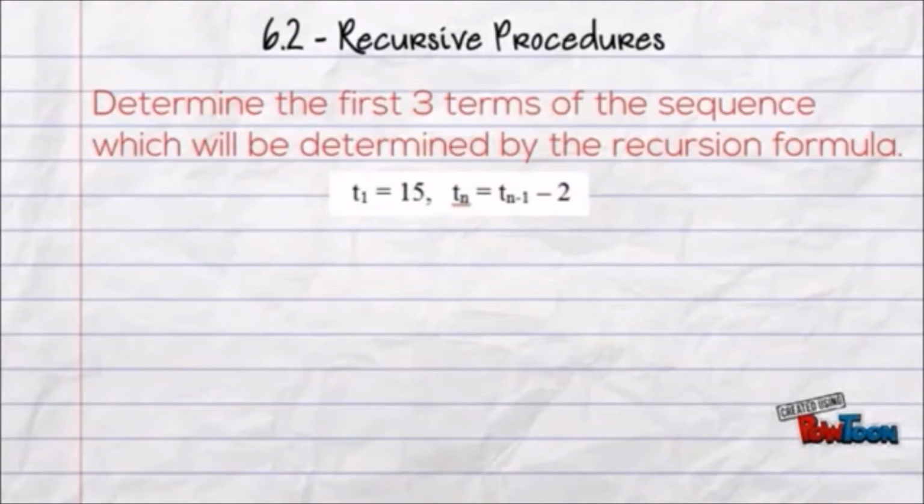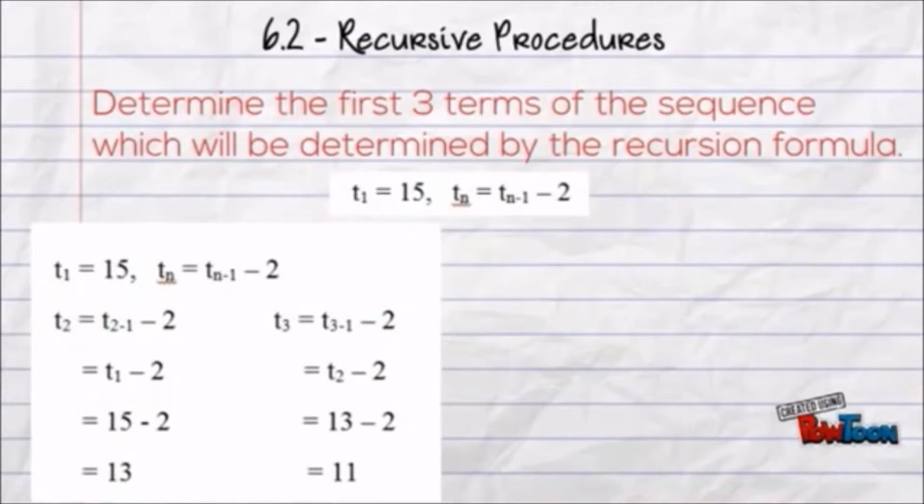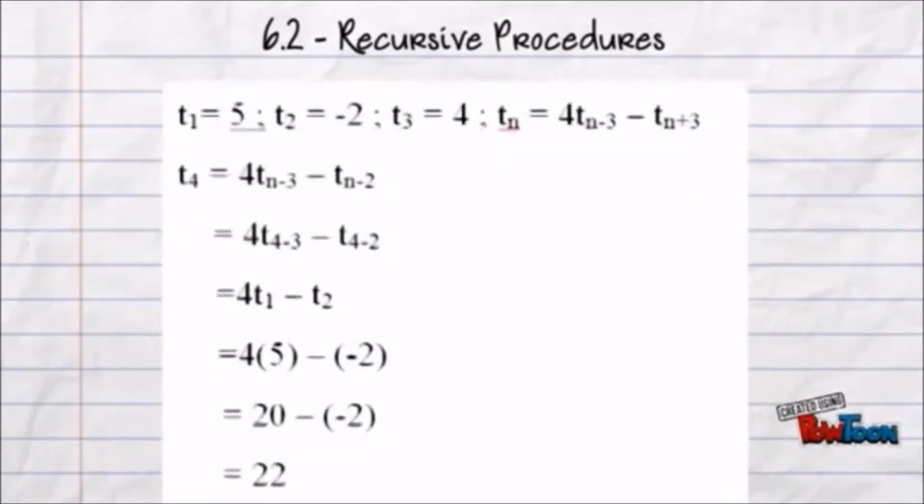They already provide us with the first term and the formula. It is a formula consisting of at least two parts. It not only finds the current term but also the previous term value. Here's the solution. This is how I got 13 and 11. Since t1 is already given to us, we can sub its value into the equation to further solve. So t1 minus 2 now becomes 15 minus 2. Similarly, when trying to find t at 3, we can use the previous value that we just found, which is t at 2, to solve. So t at 2 subtract 2 becomes 13 subtract 2.